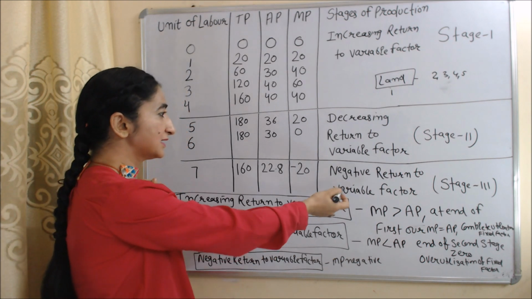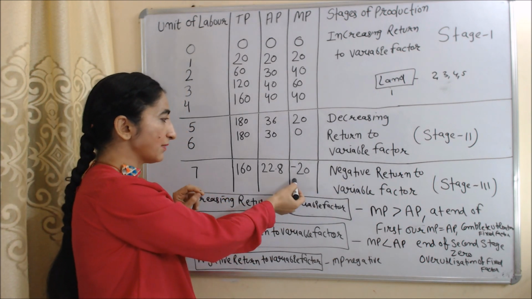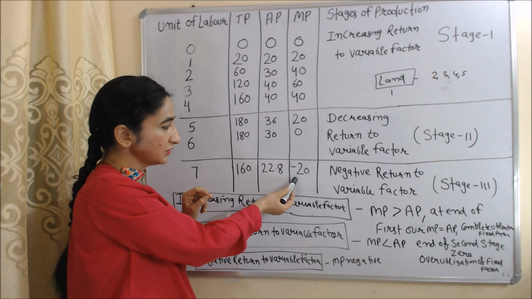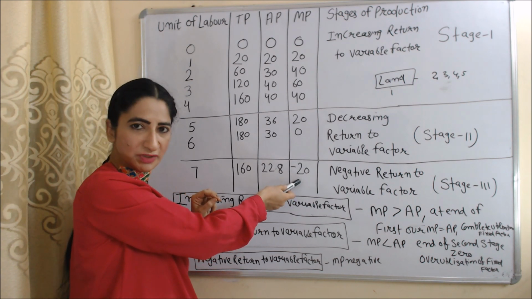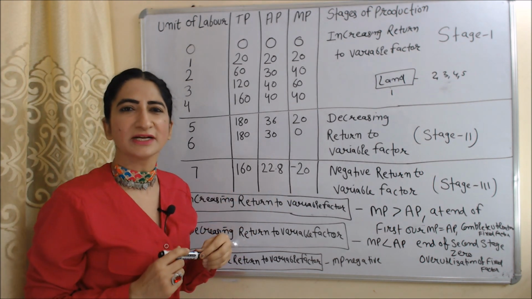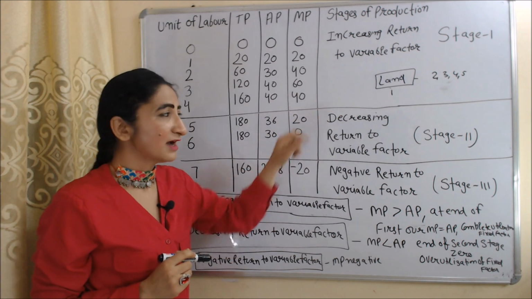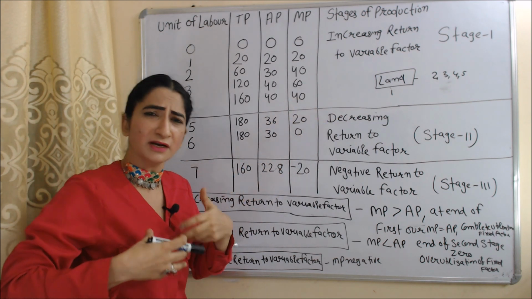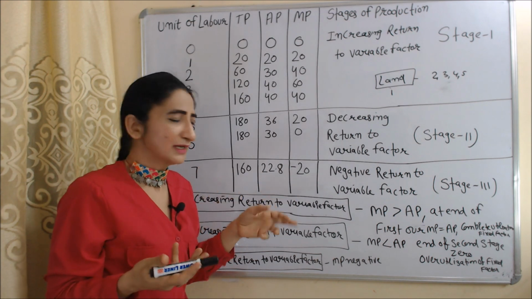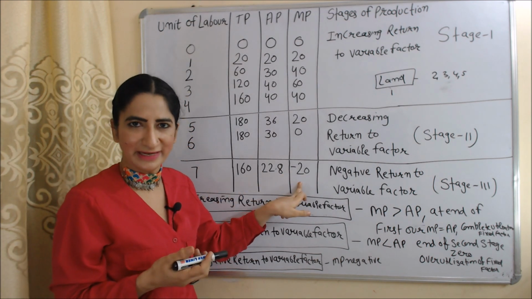The third stage is negative return to variable factor. Now marginal product of labor becomes negative. Here you can see marginal product of labor is minus 20 because of too much overutilization of our fixed factor, land. Our land doesn't have capacity, but we are applying more and more units of labor. That's why marginal product of labor becomes negative.